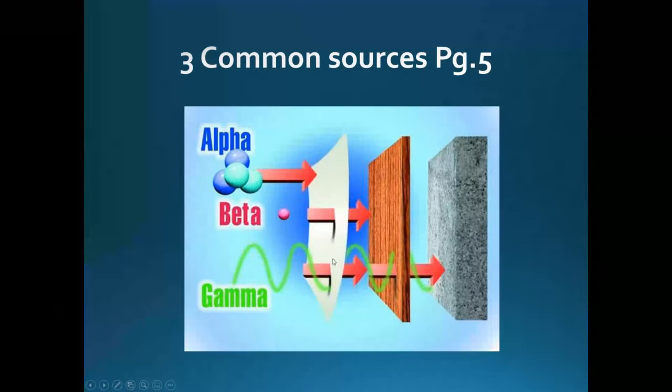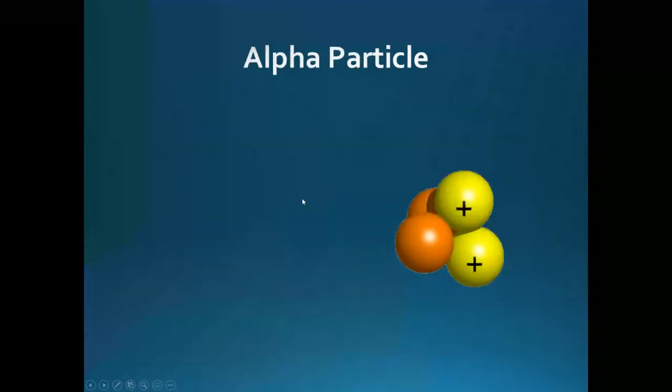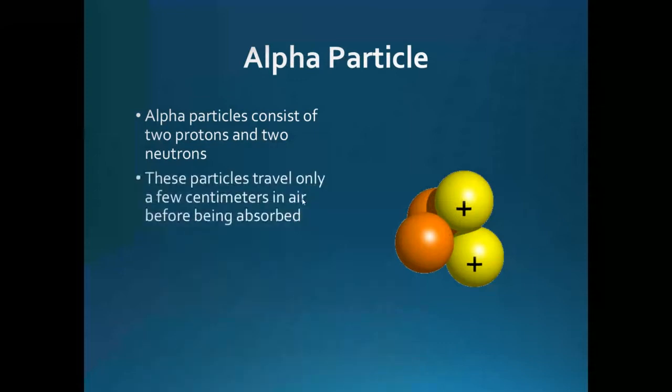And then there were different amounts of penetrating power associated with each of these types of radiation, alpha being the weakest, gamma being the strongest. And you can see the usable applications for this one here, since it can go through things like paper, wood, concrete, et cetera, whereas these ones are rather weak. So here's the alpha particle one more time. It consists of two protons and two neutrons, and they only travel a short distance before being absorbed. I'm not going to talk much more about that because we have covered this before.